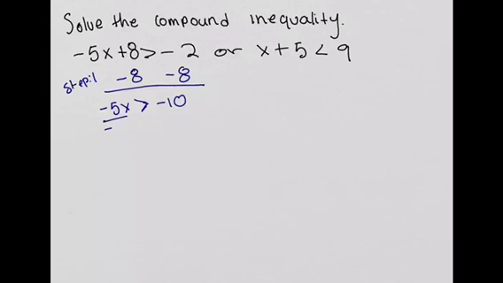Now I'm going to divide by negative 5. This cancels, leaving me with x. Now when we are dealing with inequalities, we must switch the sign if we divide by a negative number. So in this case, we did divide by a negative 5, so we're going to flip the sign. And then I'm going to have negative 10 divided by negative 5, which gives me positive 2.